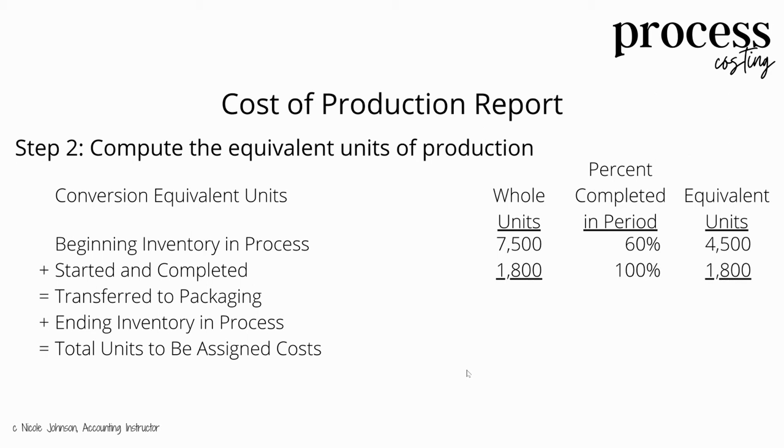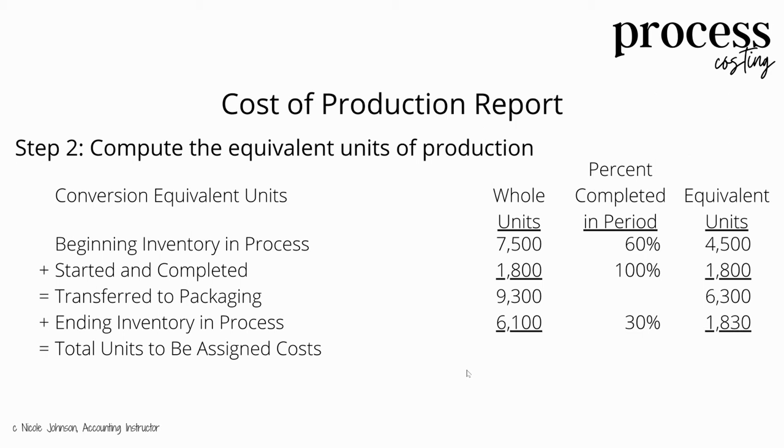The started and completed whole units are 1,800, and they were 100% complete. So that gives us 1,800 equivalent units. So for whole units, what's transferred to packaging is 9,300. In terms of conversion equivalent units, it's 6,300 because we took our beginning inventory in process, 4,500 equivalent units, plus started and completed equivalent units of 1,800.